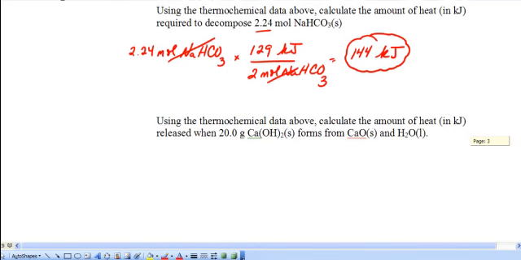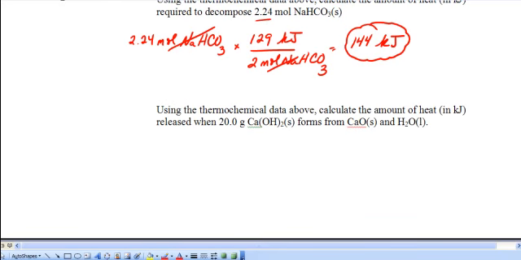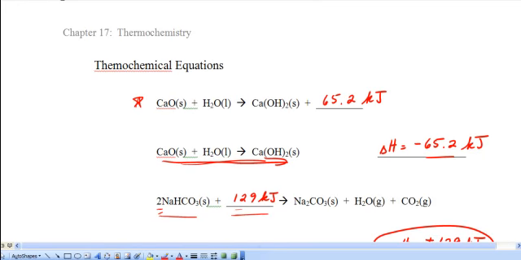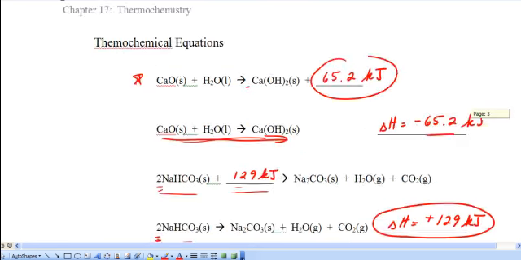Using the thermochemical data above, calculate the amount of heat in kilojoules released when 20.0 grams of calcium hydroxide forms from the calcium oxide in water. So going back up to that reaction, this much heat accompanies 1 mole of calcium hydroxide. Just like in any other stoichiometry, you change everything into moles, then use your ratio. We're going to do that once again.